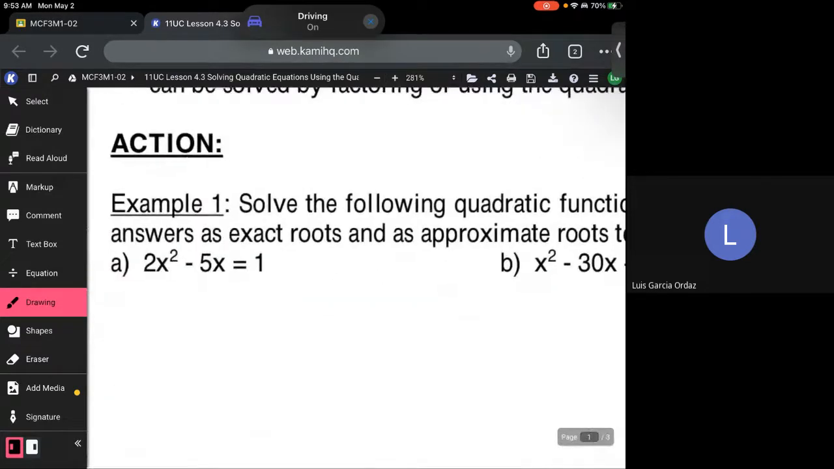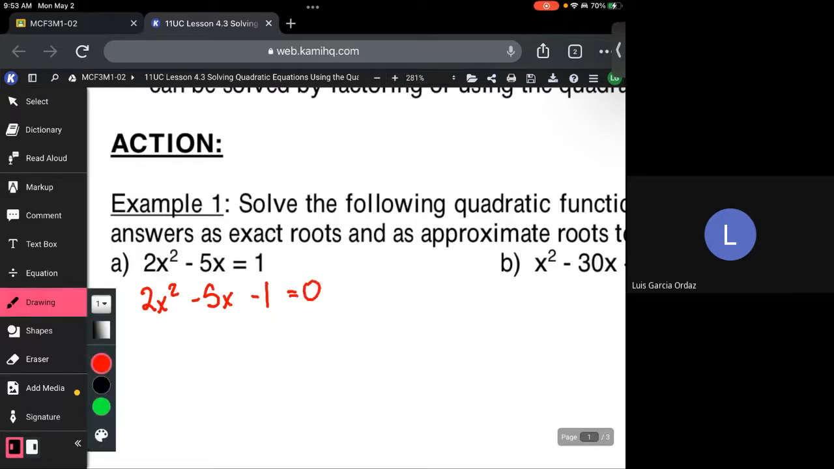So we're going to do 2x squared minus 5x is equal to 1. Before I start the quadratic formula, what do I have to move over? The 1. So it's going to be 2x squared minus 5x minus 1 is equal to 0. So what I want you to do first is identify what your A, B, and C is. So what's A, what's B, and what's C? So 2 is A, negative 5 is B, negative 1 is C. Perfect.